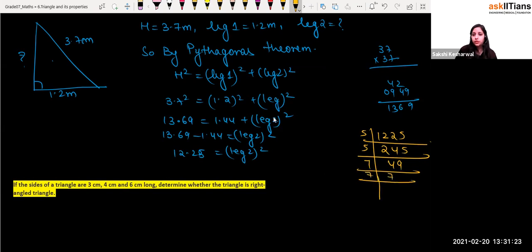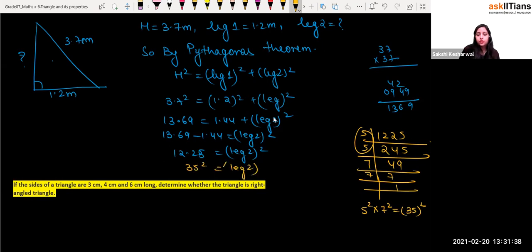So you have to be a little bit good in squares. Just see that 5 is 2 times and 7 is 2 times, right? So this is equal to 35 whole square. So 35 square is equal to leg 2 square, right? So leg 2 is equal to 3.5, because it's 35, it's going to be 3.5 meter. This is how we are going to do it, right?